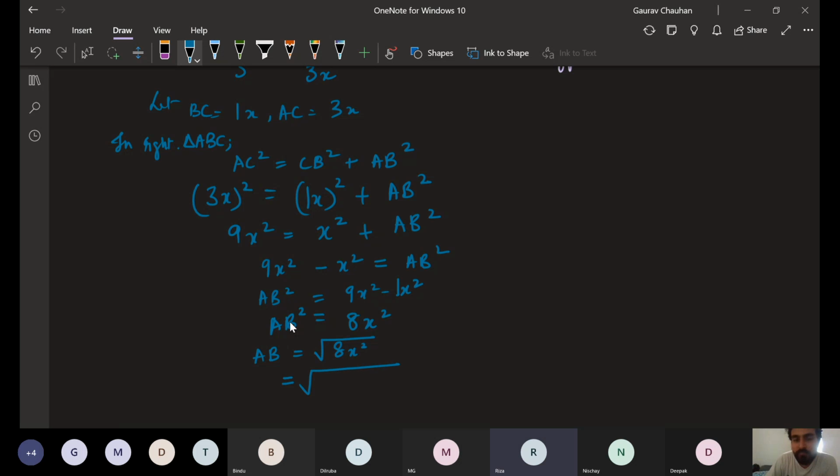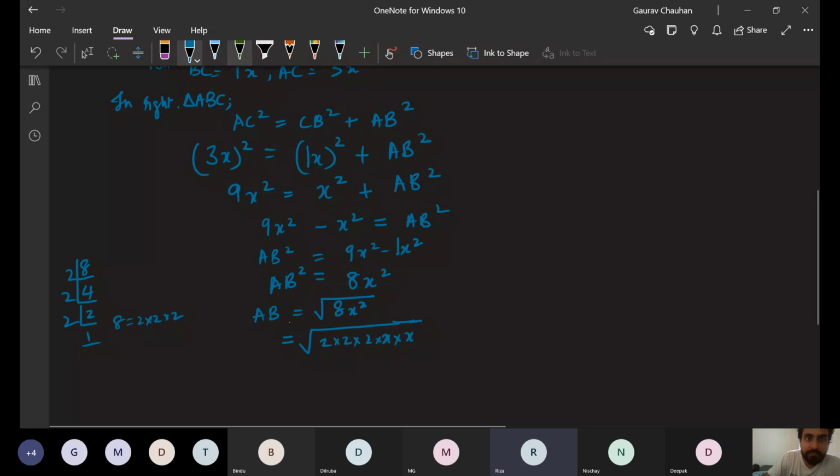Sir, x into root 8. X into root 8. Correct. Let us write it fully. X into x, we write. How will we write 8? Sir, 2 into 2 into 2. 2 cube. So 8 is equal to 2 into 2 into 2. So it will come 2 into 2 into 2 into x into x. Now what all can we take out of here? Sir, we can take out 2, and then x, sir. In the root, only 2 will be remaining.